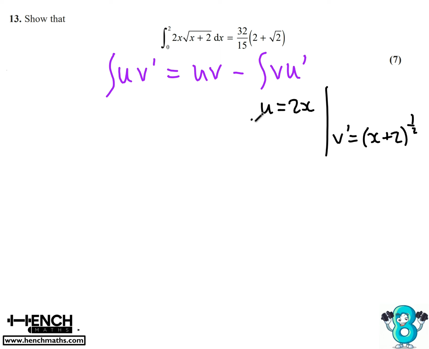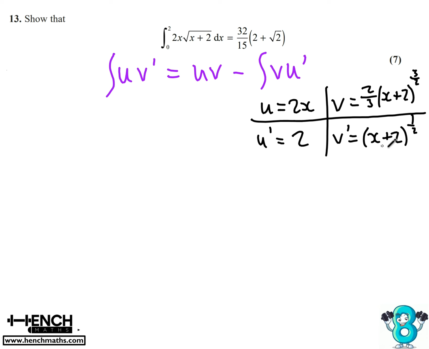Now effectively what we want to do is fill out this grid. So if we differentiate u, we get u dash, so the derivative of 2x is 2. And we need to integrate x plus 2 to the power of a half. So if we add 1 to the power, that will be 3 over 2. Divide by the power, so dividing by 3 over 2 is the same as timesing by 2/3. So we're going to get 2/3 x plus 2 to the power of 3 over 2. Now from a reverse chain rule, we'd also need to divide by the derivative of the linear function in the bracket. But when you differentiate x plus 2, you just get 1. So that's fine for our integral.